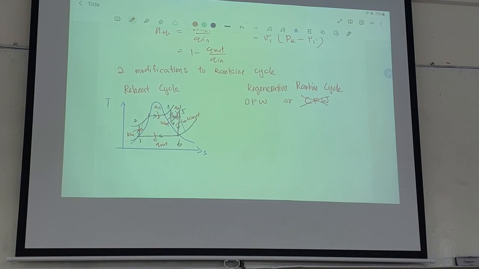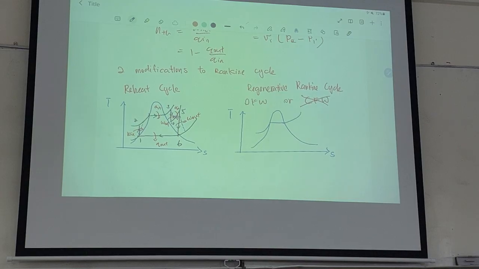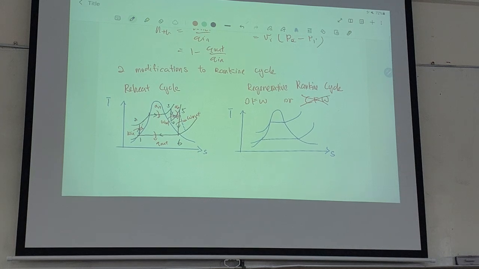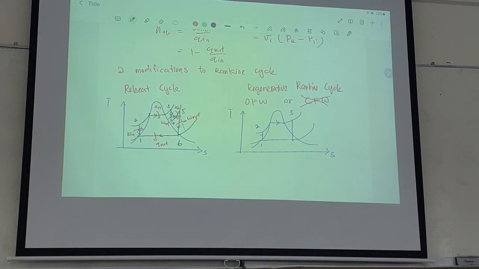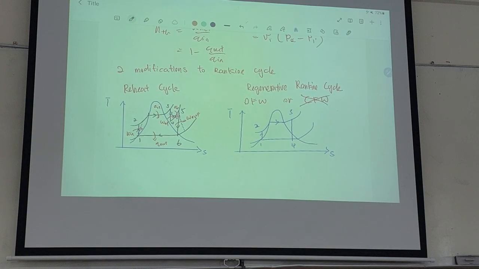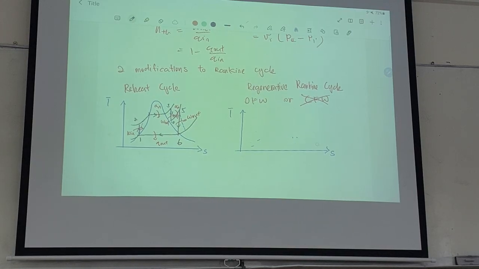So for open feed water, it looks something like this. Initially it's pretty much the same. The only difference is that when you reach 3, go all the way down, right? We open another path. Oh wait, I shouldn't draw it this way. So let me draw it.